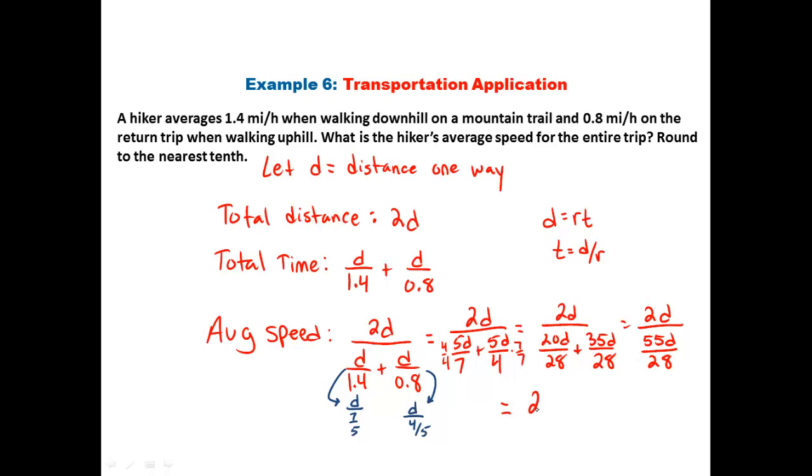And now let's flip that over. 2d times 28 over 55d. Cross the d's out. And we get 56 over 55, which, if we put in our calculators, is about 1.02 miles per hour. Okay, so that's his average speed over the trip.